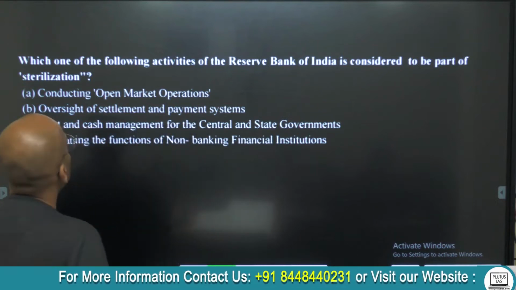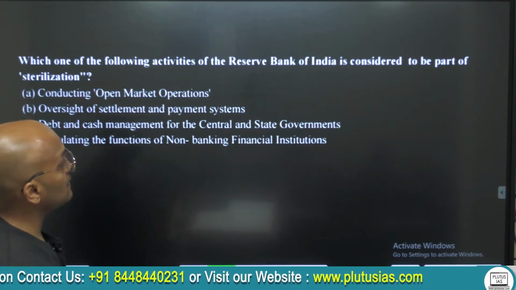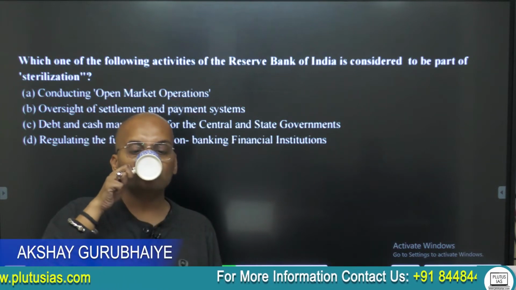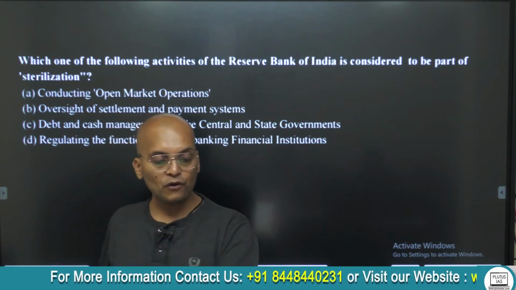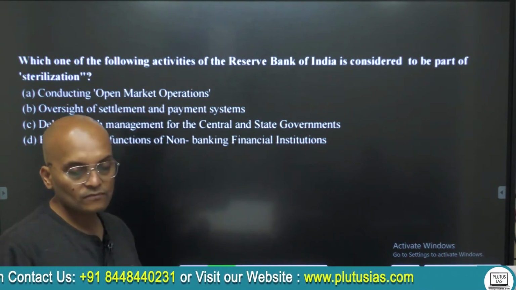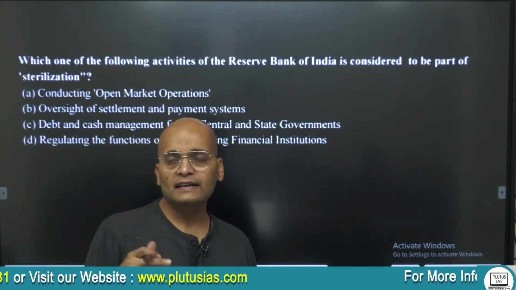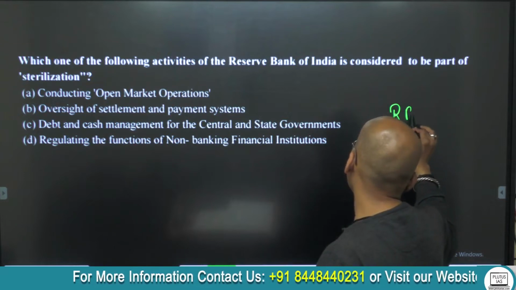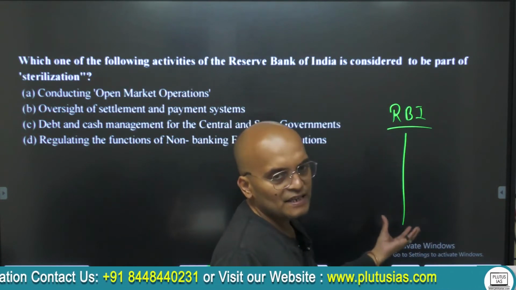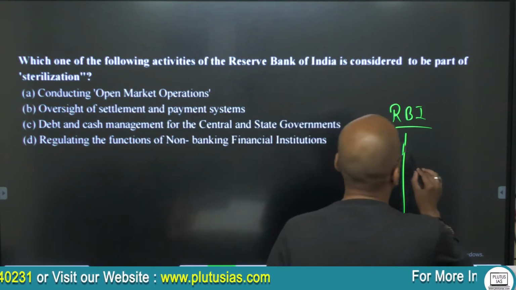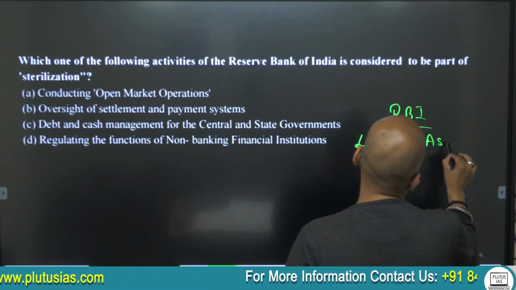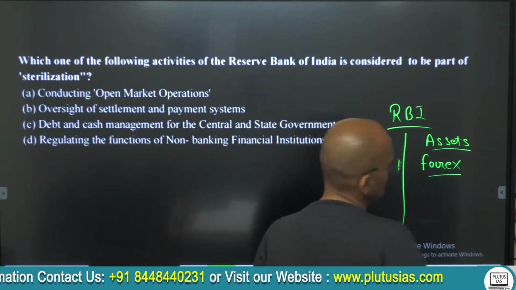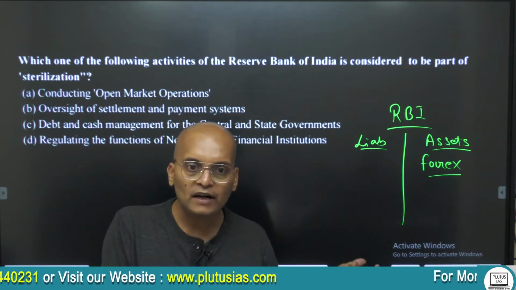Next is, which one of the following activities of the Reserve Bank of India is considered as sterilization? Now, this is part of the balance of payment and foreign exchange topic. So first of all, let us understand what this is. If we understand this sterilization, then the process will become easy for us to answer the question. So suppose this is your RBI, and let us say this is the balance sheet of the RBI. What is there in the balance sheet? On one side, liabilities are there. On the other side, assets are there. Yes or no? Now, foreign reserve, foreign exchange, is what? It is an asset for RBI, right?